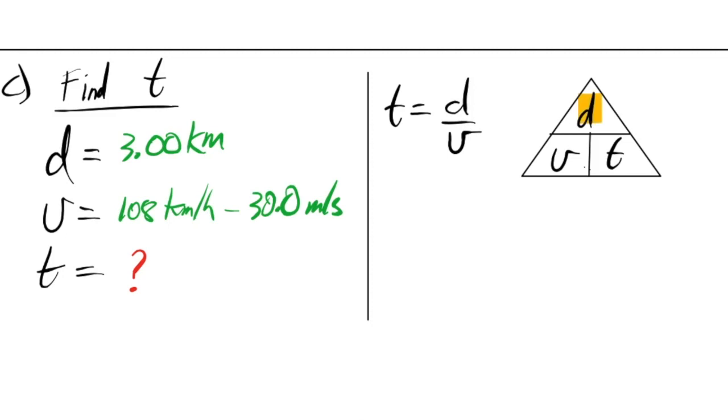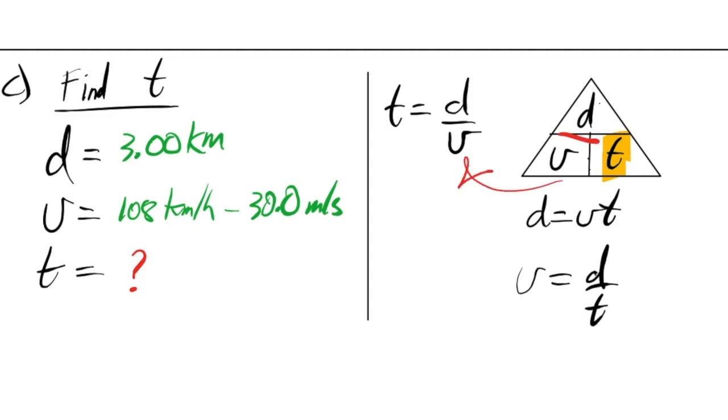Okay, if you're looking for D, that's going to be V times T. So D is equal to V times T. If you're looking for V, that's going to be D divided by T. And if you're looking for T, that's D over V, and that's what we got right there. Anyway, you can use that, but it's stupid.